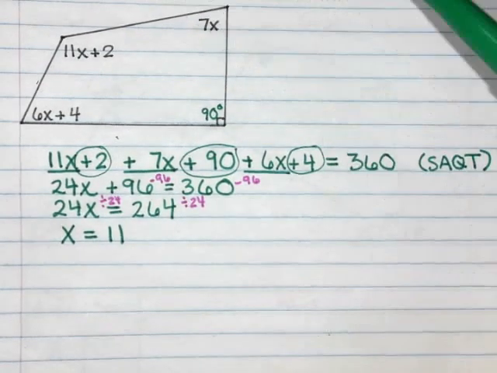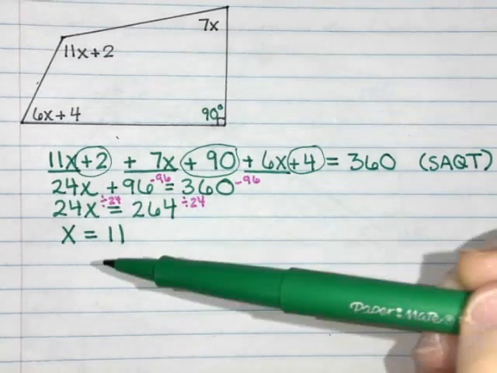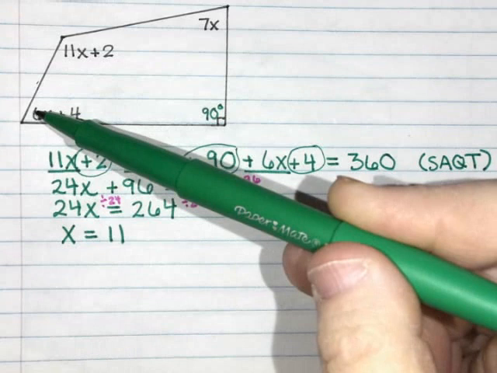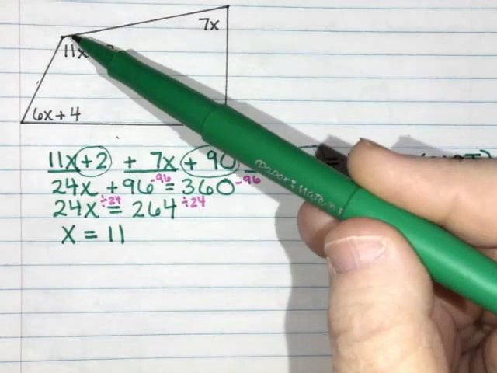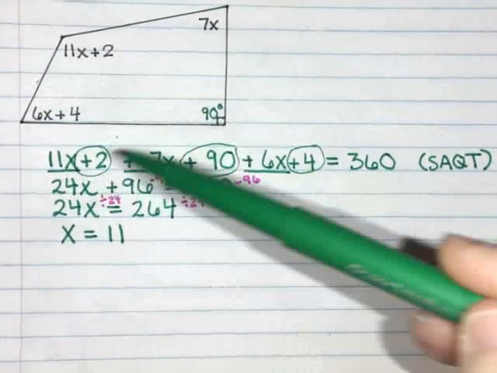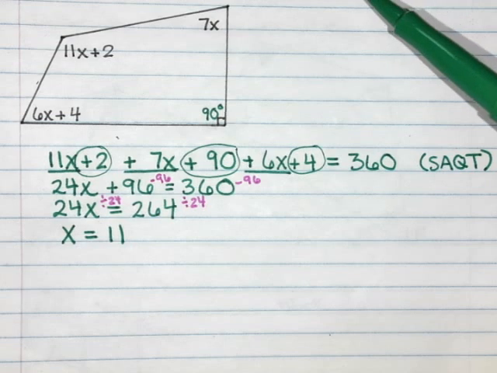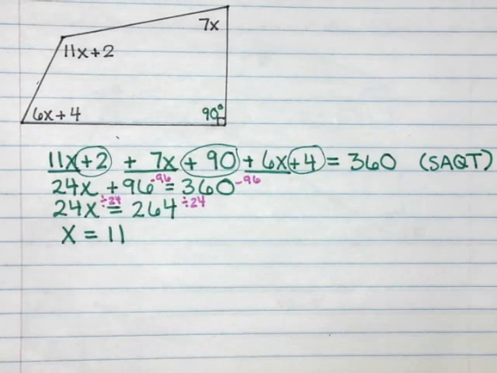If it had said solve for x and then find the measure of all the angles, you would have to take 11 and then put it back in and do 6 times 11 plus 4, and 11 times 11 plus 2, and 7 times 11 to get the individual angles. But it didn't ask for that. It just asked us to solve for x, which we have done. So therefore, we're finished.